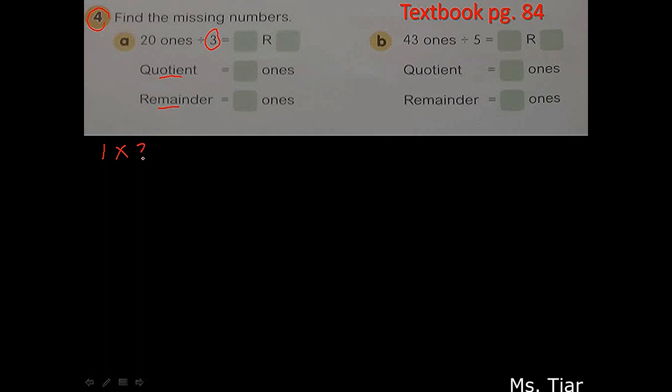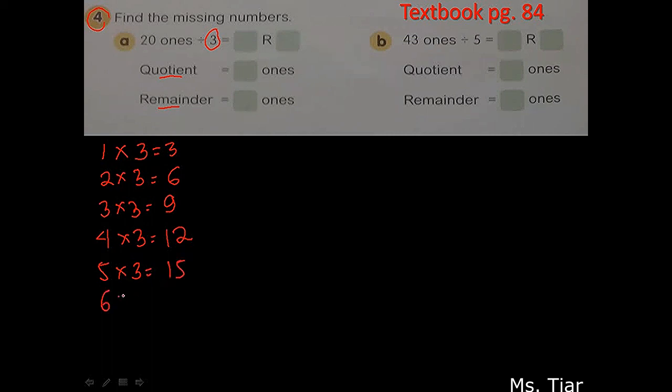1 times 3 we get 3, and then 2 times 3 we get 6. 3 times 3 we get 9. 4 times 3 we get 12, and then 5 times 3 we get 15. 6 times 3 we get 18, and then 7 times 3 we get 21. Okay, what is our concern? You have to pay attention to this number 20.